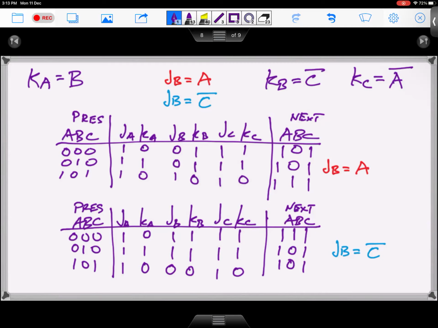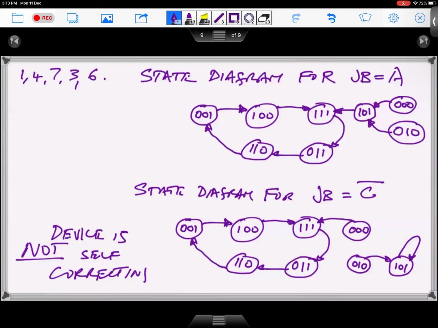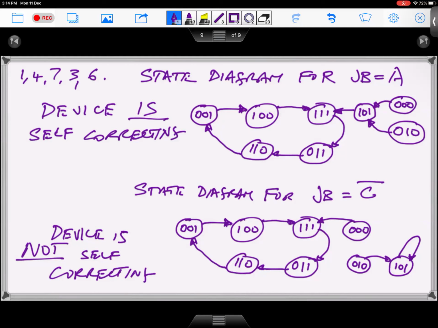So what does that tell you, people? That tells you that if you drew that diagram, seeing as how you want a self-correcting device, you really have to use JB as an A if you are really building this animal.